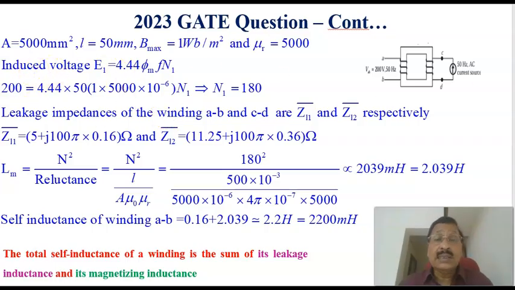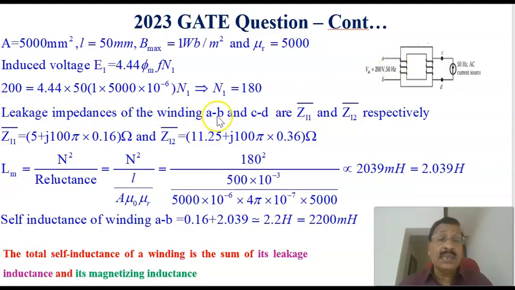The induced voltage equation of the transformer is equal to 4.44 phi m f N1. That is the basic equation of the transformer induced voltage. Therefore, E1 equal to 4.44 phi m f into N1, where E1 is given as 200, and phi m can be calculated as Bm into area. Bm is 1 Weber into area, 5000 millimeter square into 10 raised to minus 6, and into the frequency equal to 50. The number of turns is the unknown one, and that can be calculated as 180 turns.